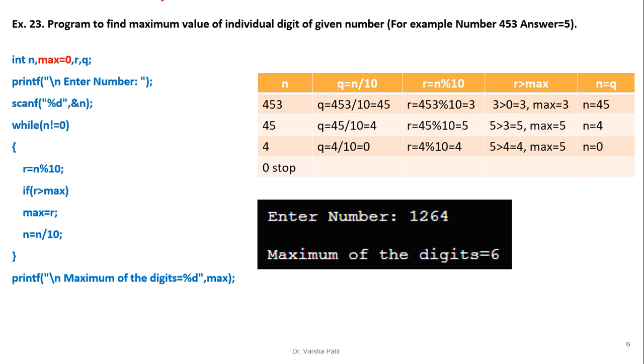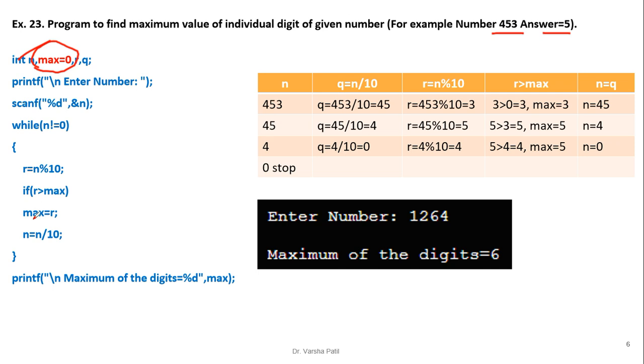Now next is a program to find the maximum value of an individual digit of a given number. For example, if the number is 453, then the maximum value of the digit is 5. For that, the max and min logic is again famous. So whenever we want to find the max, we always set max to 0. Now n is declared, r and q, the logic is the same, only whenever a remainder gets separated, we compare that remainder with the max value.